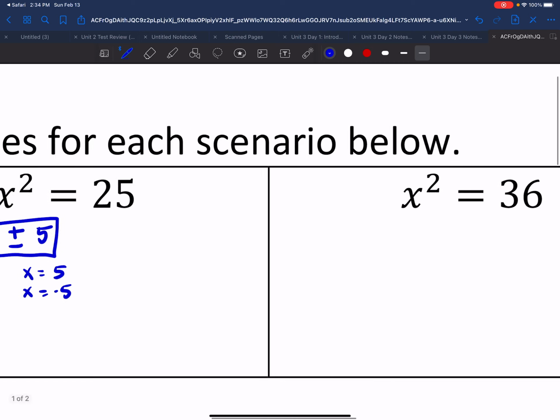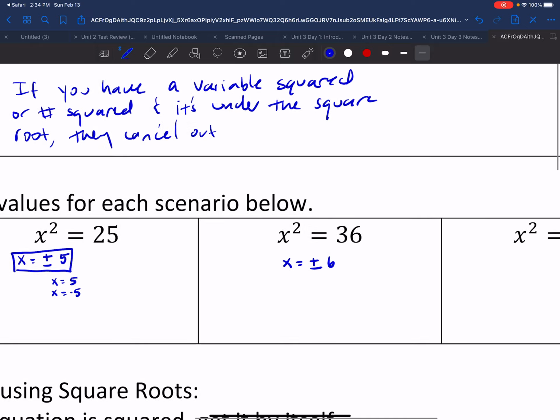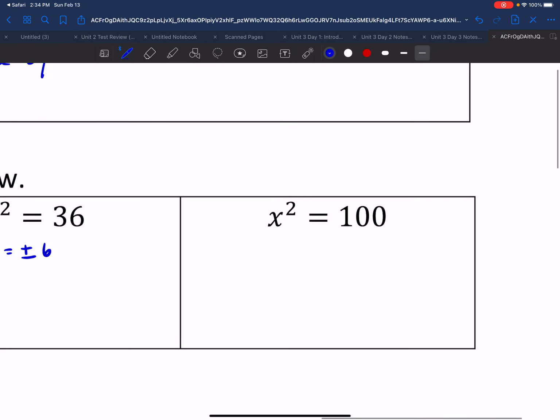And then over here, it's just going to be x is equal to positive or negative 6. And then lastly, x is equal to positive or negative 10.